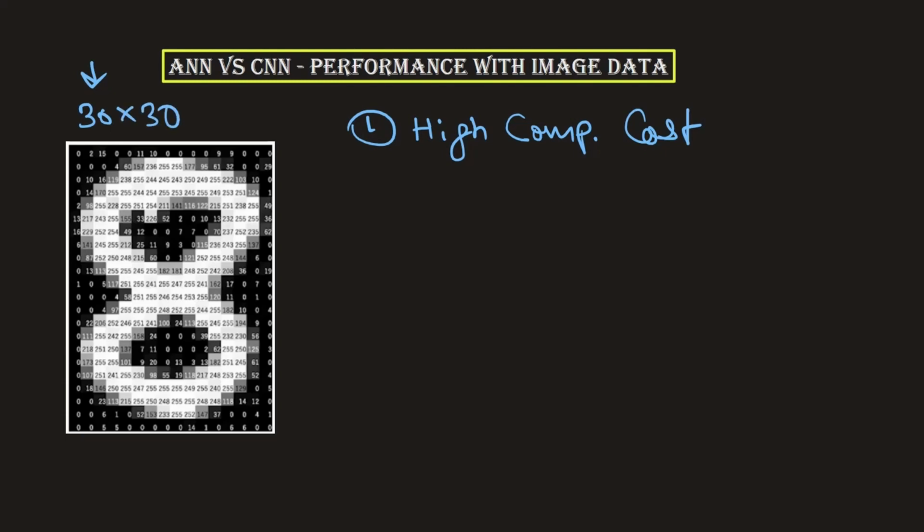Although it is not, but let's just assume. Okay. So previously, when we were working with artificial neural networks or we were understanding ANNs, the input data was totally different from an image.